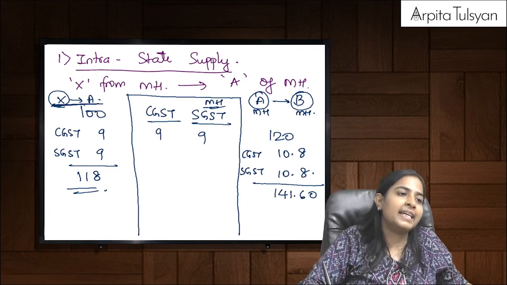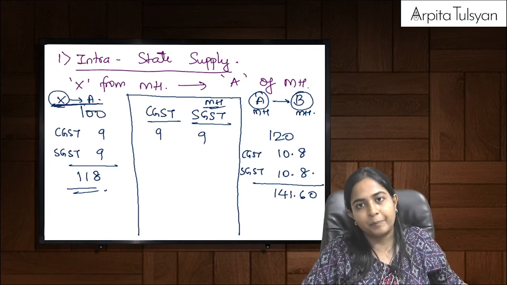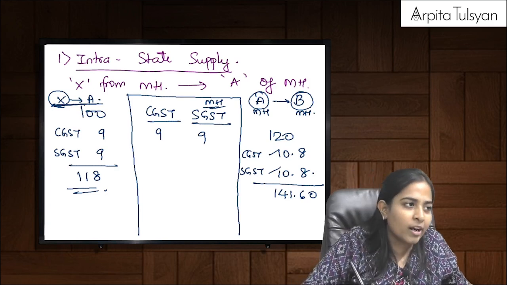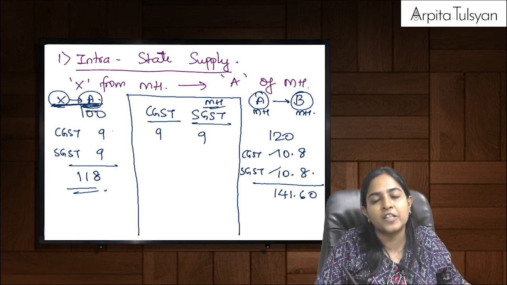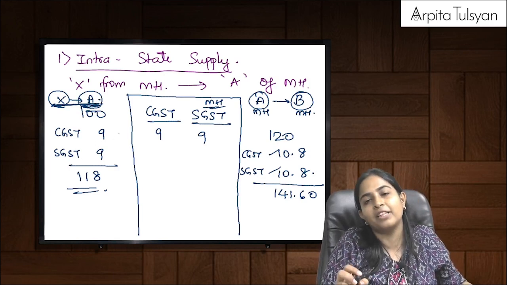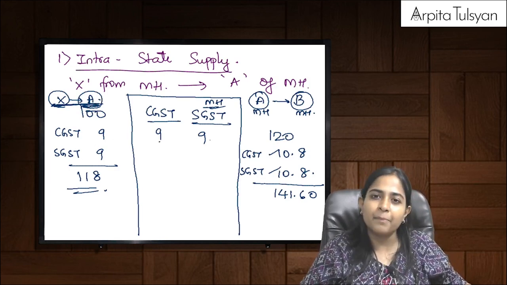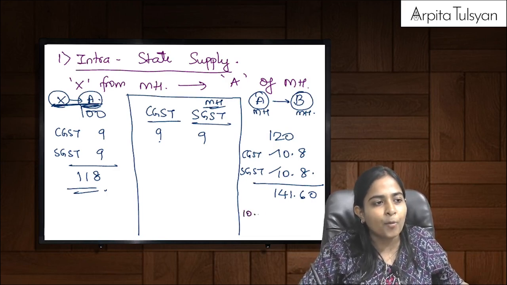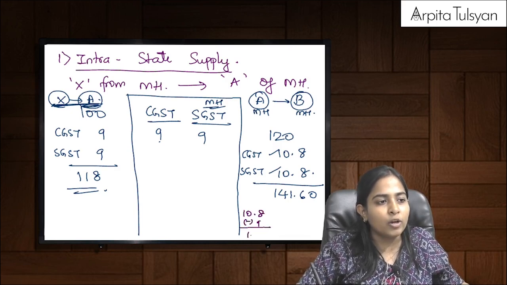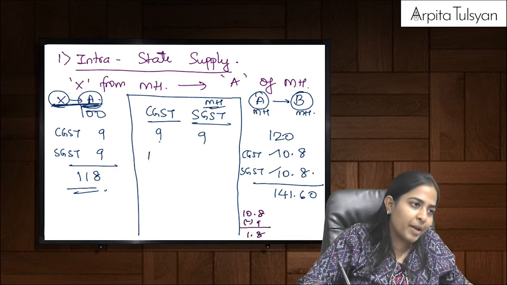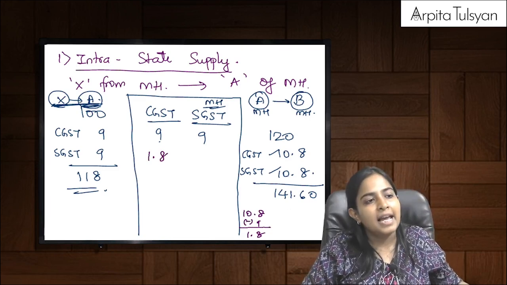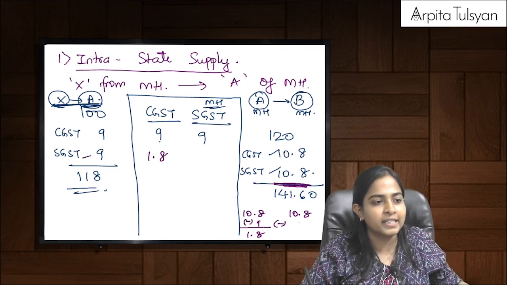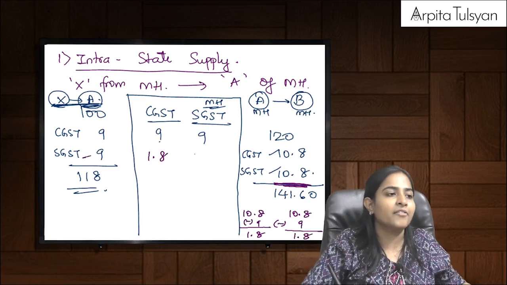Now when A is selling it to B, A will have to pay this much to the government. But has A already paid something earlier when it was purchasing from X? Yes. How much is already kept with the government? 9 and 9 is already kept with the government. Right? So can we say, instead of paying 10.8, it will pay only 1.8. Okay, 1.8 goes to the CGST. And similarly, instead of paying this 10.8, we will also subtract the credit of SGST 9. So we will pay another 1.8.